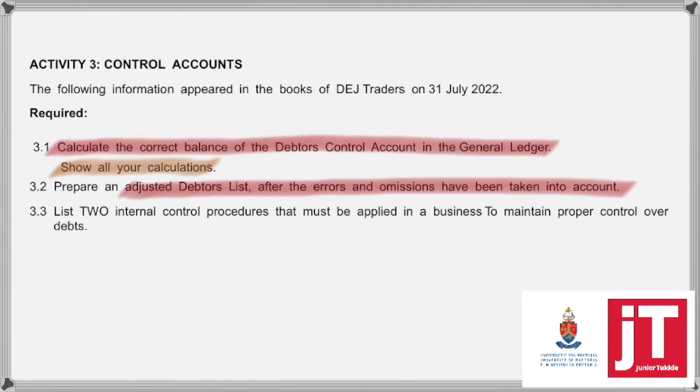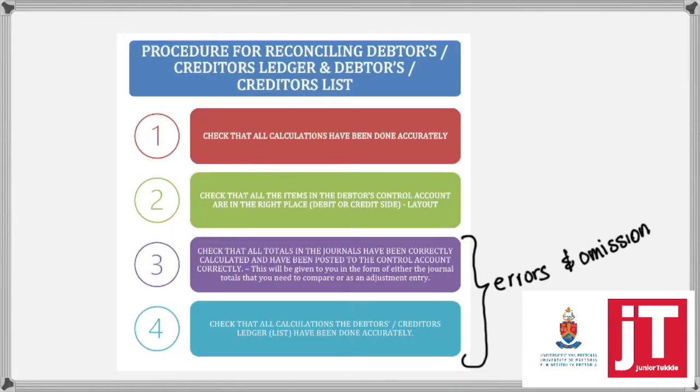Internal control will always come into play with any topic, and this is specific internal control of debtors. So when we look at our procedures for reconciliation, you must remember that you have to follow the steps. First, we are going to check that all calculations have been done accurately. In other words, we're just going to quickly double check the totals: did it total up correctly and was the balance calculated correctly, and the same for all the debits.